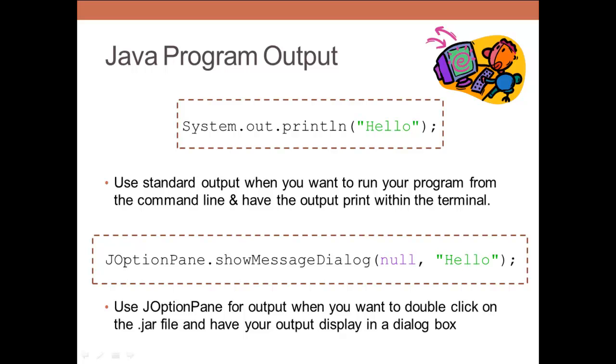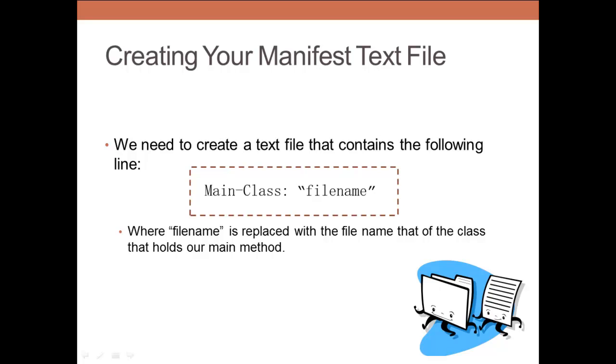Use JOptionPane for output when you want to double-click on the jar file and have your output display in a dialog box. Next, you need to create a text file that contains the following line: Main-Class: and then the file name of the class that holds our main method. Capitalization and punctuation is important. This text file is known as your manifest text file.